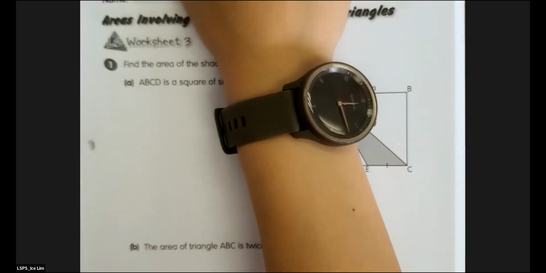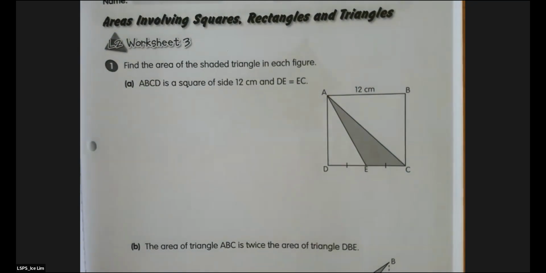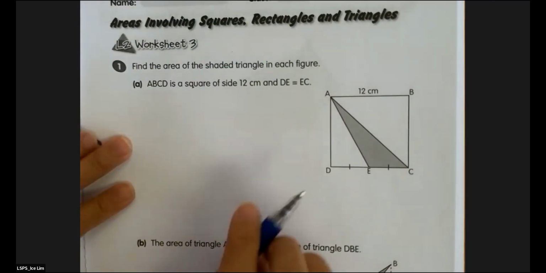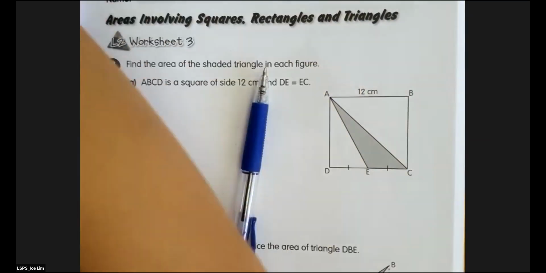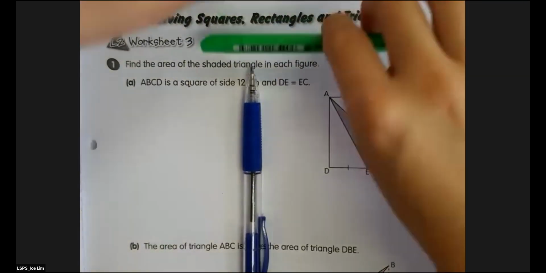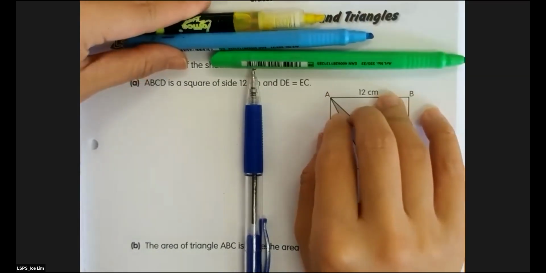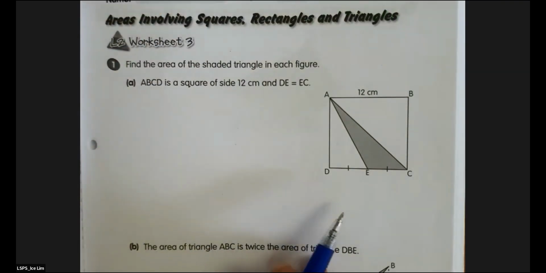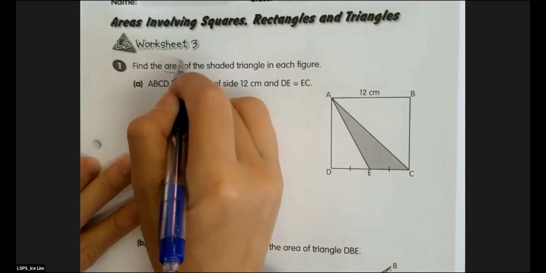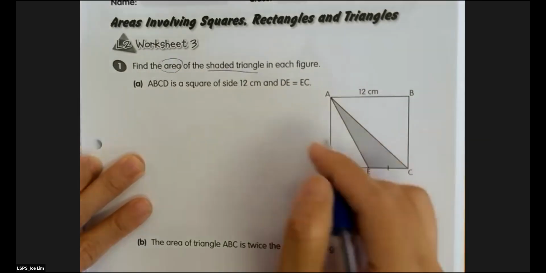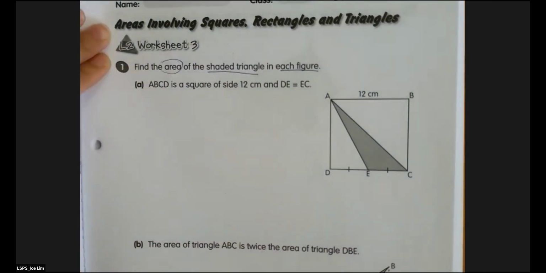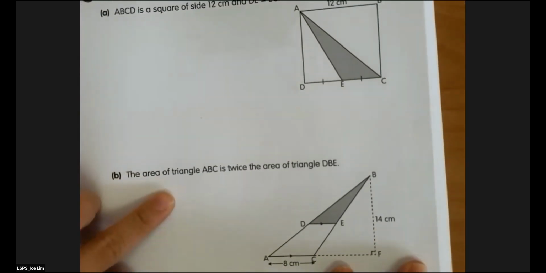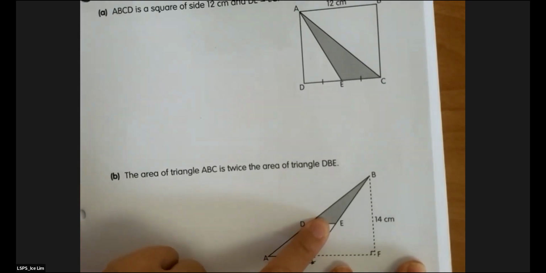Again, I encourage you to be neat and tidy. Presentation is very important here. Again, I emphasize, I want to see the colors happening. Okay, so here it says find the area of the shaded triangle in each figure. So this applies for question 1 as well as for question 1A and 1B, asking for the shaded area.